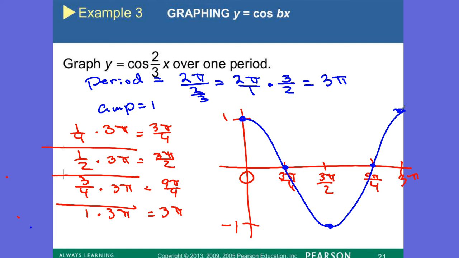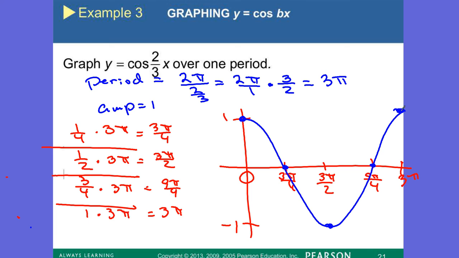Now what about if this was a negative cosine? Would it start here at positive 1? No, it would start at negative 1, wouldn't it? Yes. It would start at negative 1 and therefore it would go up, right? And that's what we're looking for here. Does that make sense?